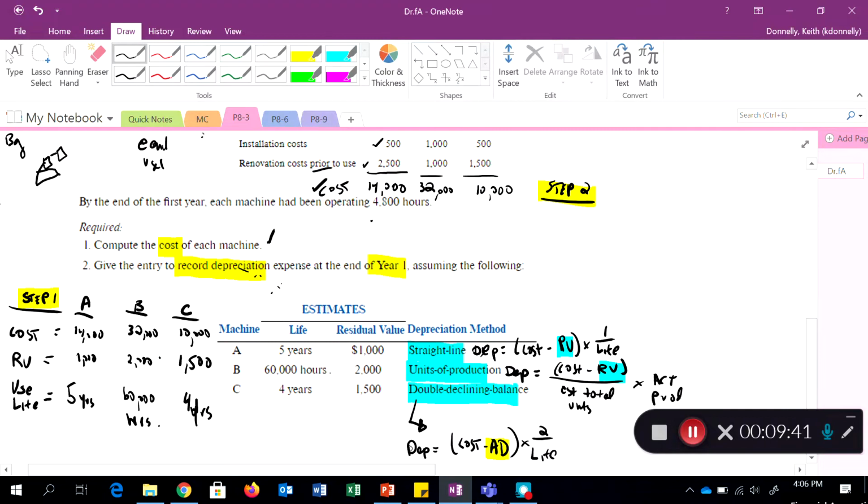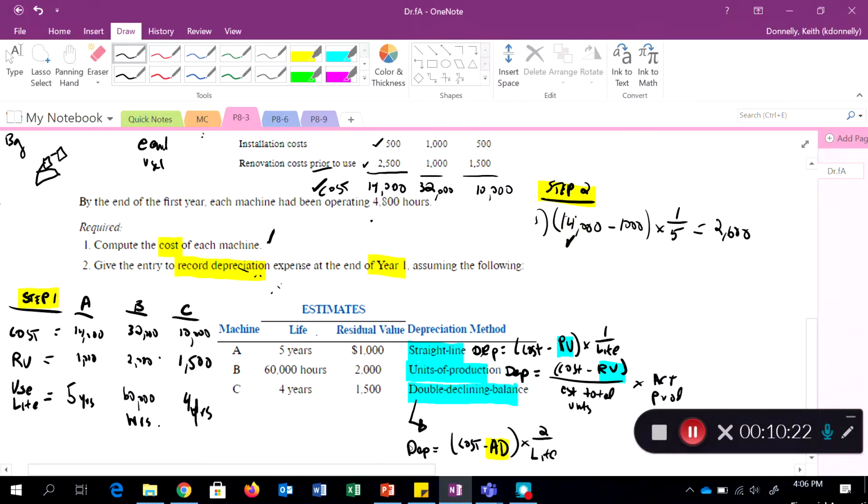We got our facts. Now they're asking for year one of depreciation. We know the methods they're using, straight line, and we just said we know how to calculate it. So it's going to be straight line. Our cost here, 14,000, minus our residual value, it's going to be 1,000, times 1 over our useful life of 5 years equals 2,600.